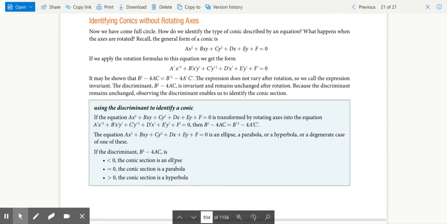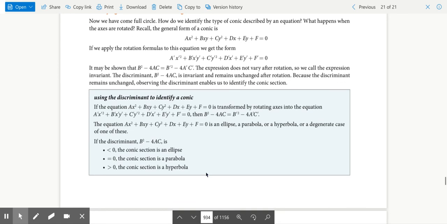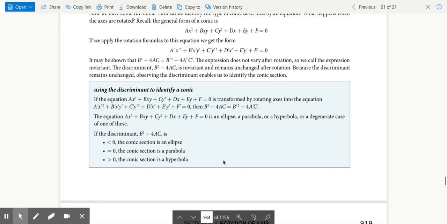So ellipse could be a circle, could not be a circle. We don't know. 0, it's a parabola. Positive, it's a hyperbola. So that's if you just wanted to know what type of conic you had and you didn't need to go through all the trouble of changing it to a different set of axes, then we can just use the discriminant.